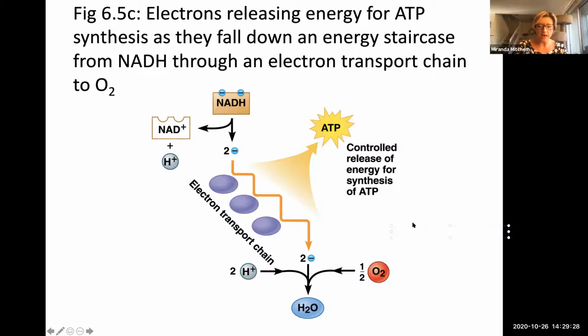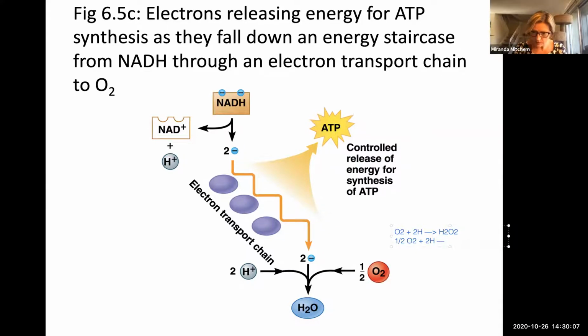So if we have a molecule of O2 and we react it with 2 hydrogens, what do we get? We would get H2O2. That is not water, that is hydrogen peroxide. However, if we begin with 1/2 of O2 and react that with 2 hydrogens, now we form water.